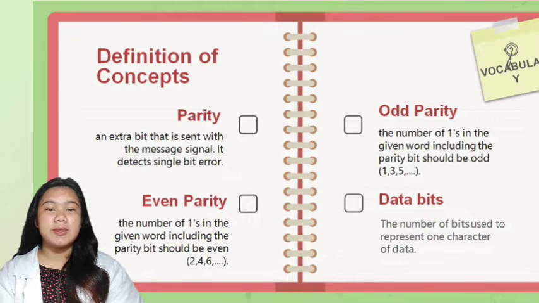So there are two types of parity, the even parity and the odd parity. When we say even parity, the number of ones in a given word, including the parity bit, is even. And when you say even, those are the numbers 2, 4, 6, 8, and so on. On the other hand, for the odd parity, the number of ones in the given word, including the parity bit, is odd. Examples of odd numbers are 1, 3, 5, 7, 11, 13, and so on.